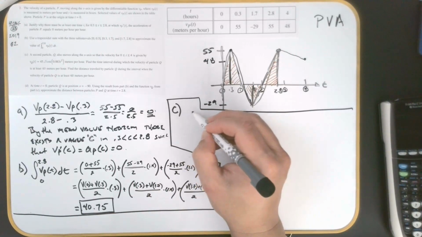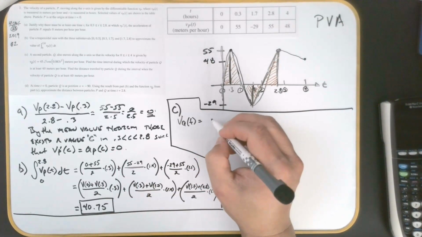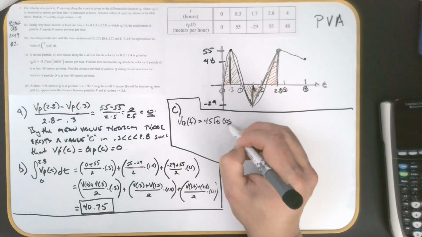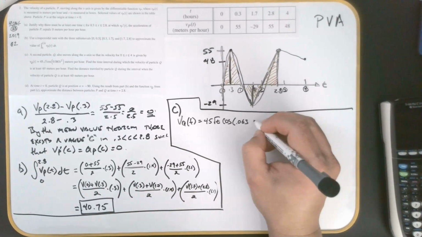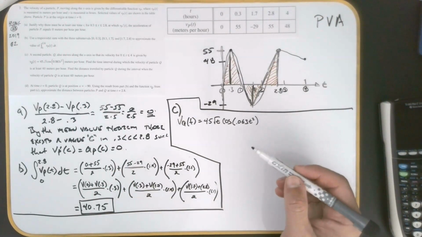All right, so now they tell us that the velocity, and now it's Q, so v of Q is equal to this function: 45 rad t times the cosine of 0.063 t squared. That's messy. There's our velocity function. They love to throw those sinusoidals in there because they like when the particle goes back and forth. That's in meters per hour. Find the time interval during which the velocity of the particle is at least 60 meters per hour. So the question is, when is the velocity at least 60 meters per hour?